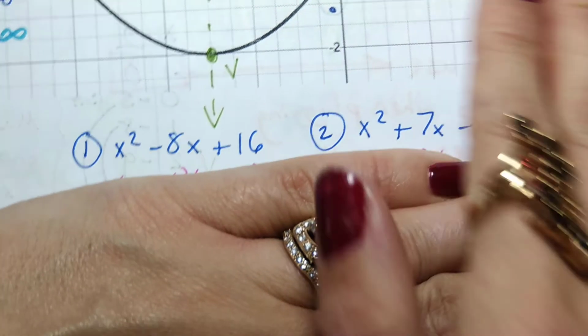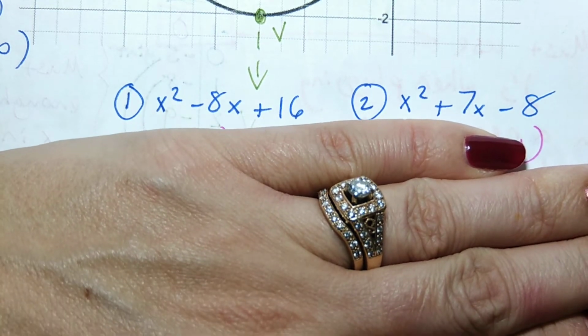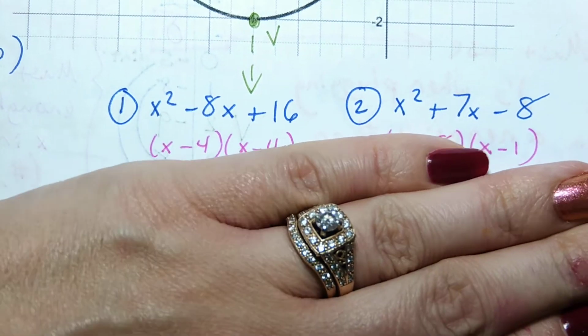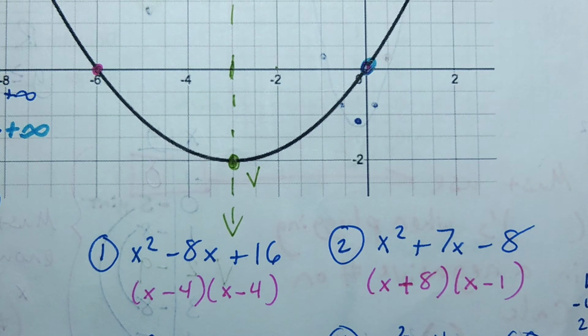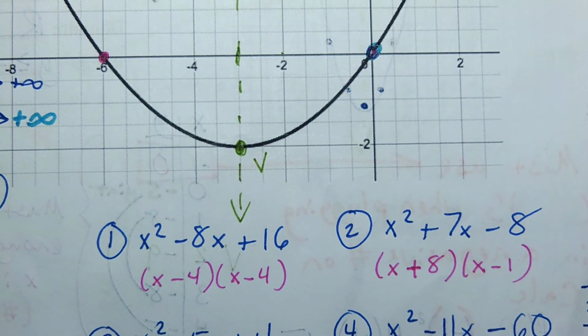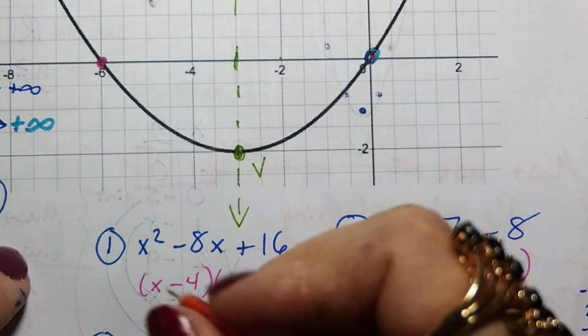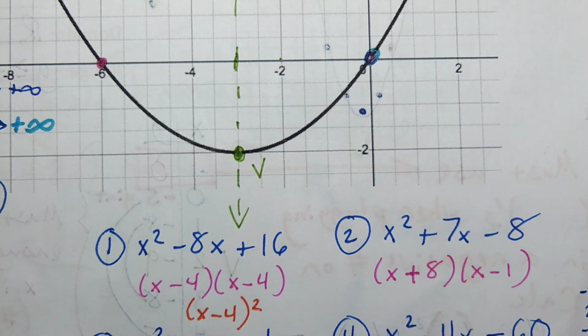So on this first one, product of 16, sum of negative 8. What are the 2 numbers? Being careful with our signs. Minus 4 and minus 4. Now, with these factors, there is a slight trick. When I get 2 factors that are the same, we can write this in what is called condensed form as x minus 4 squared.